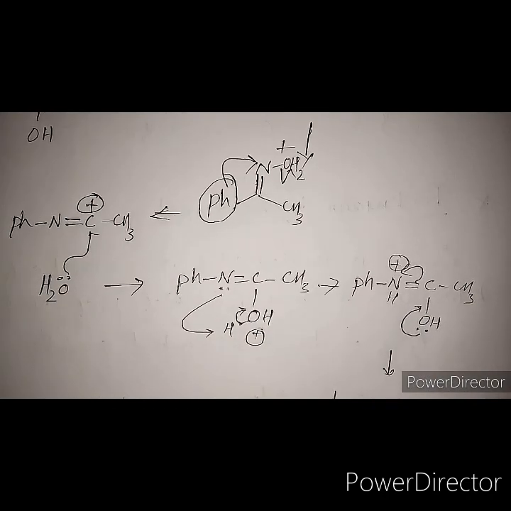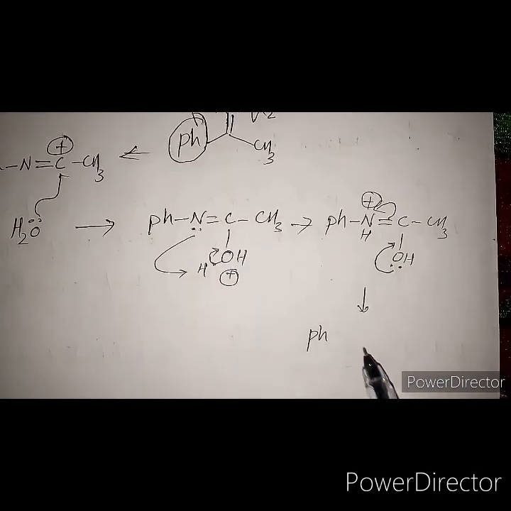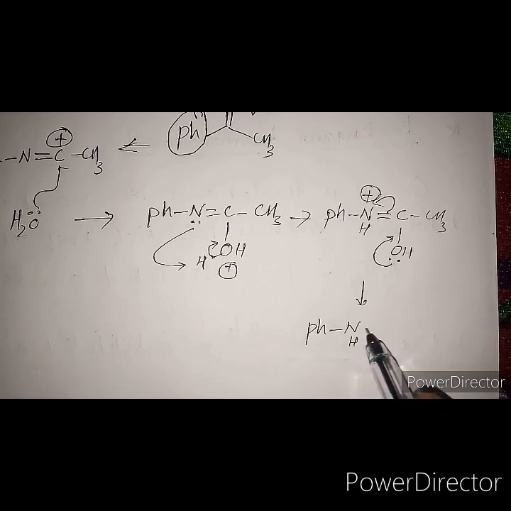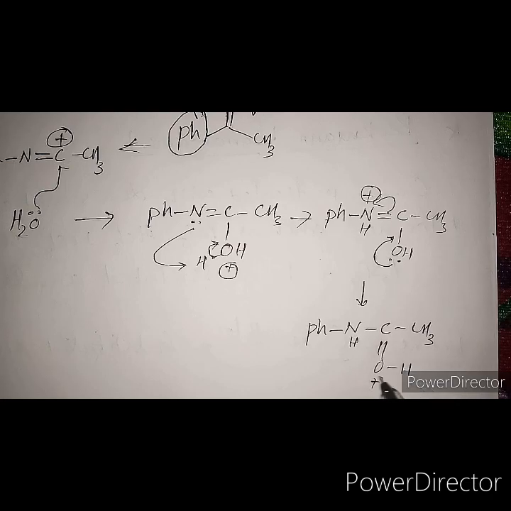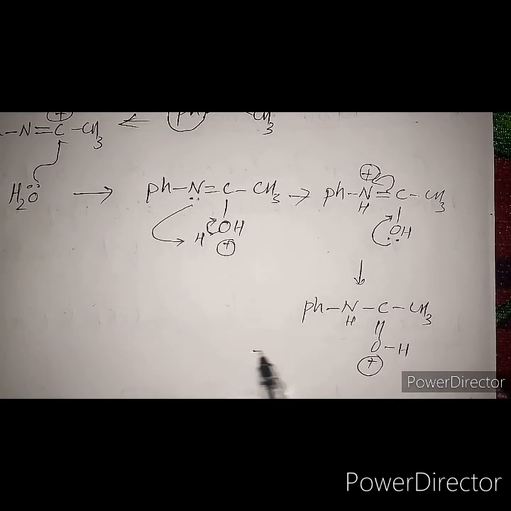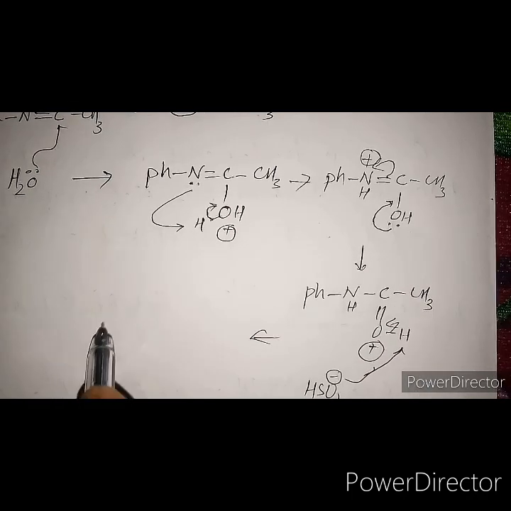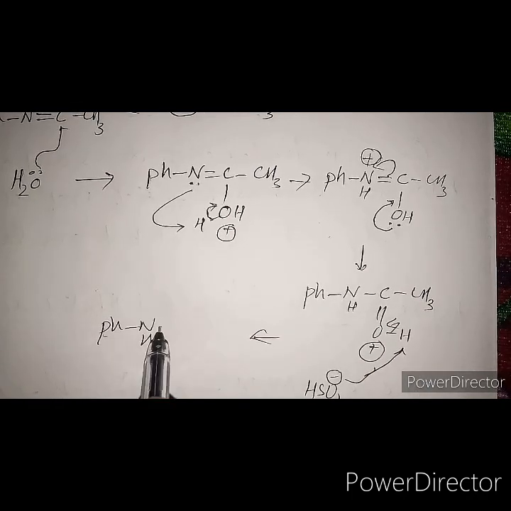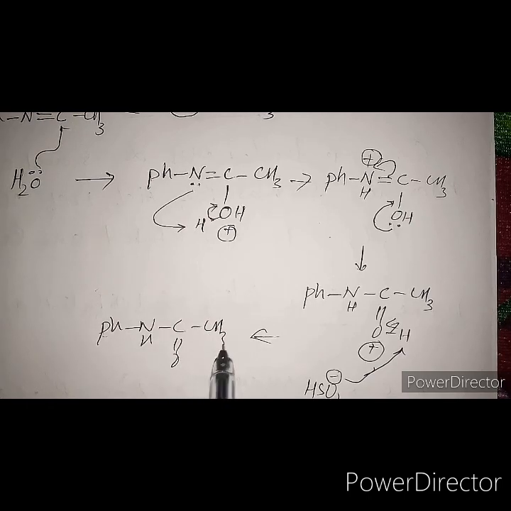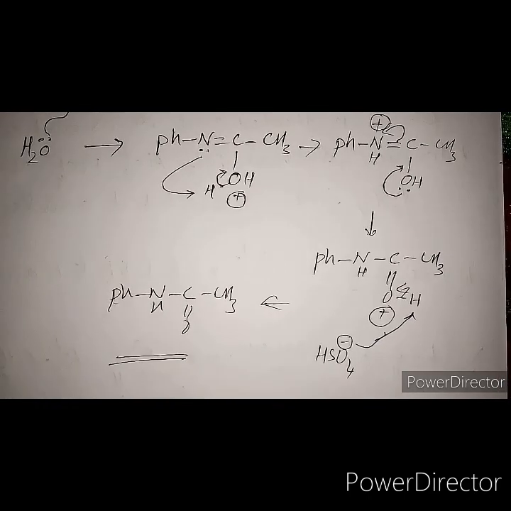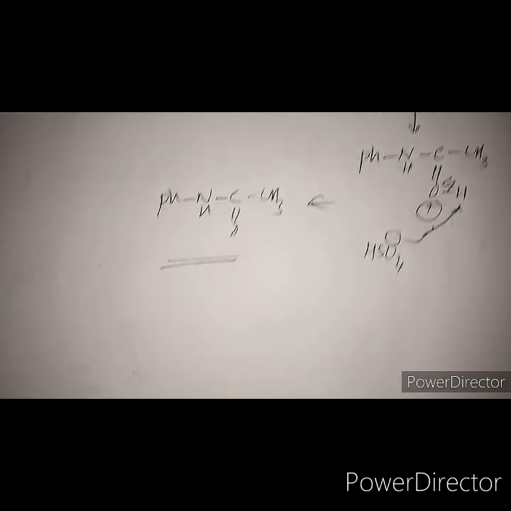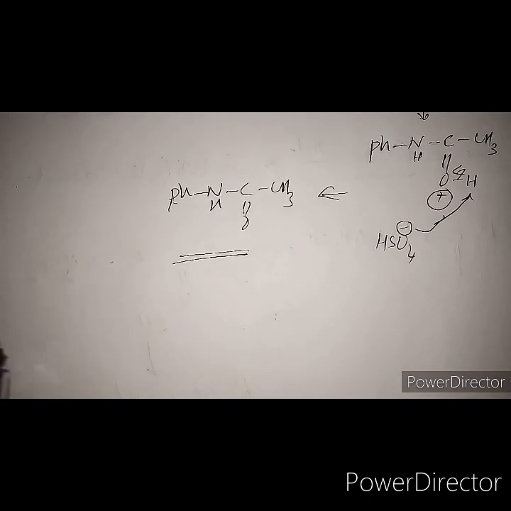So we will get PhNH C CH3 double bond OH plus. Now we are using sulfuric acid, so we get HSO4 minus, a base that will take up this H and neutralize the positive charge. So we will get PhNH C double bond O CH3. So this is a substituted amide. So we can work a lot of examples for this.